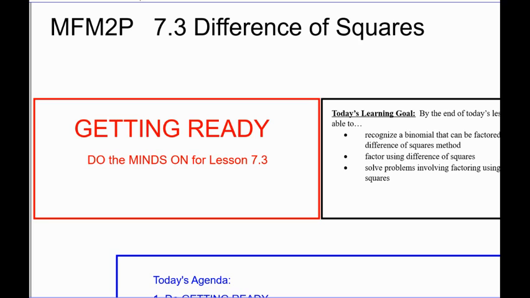We're in unit 3 of quadratic relations, and we're focusing on factoring. Today's lesson is factoring a special type of expression called a difference of squares. By the end of today's lesson, we'll recognize a binomial that can be factored using a difference of squares, and we'll factor using difference of squares skills, and we can solve some problems with that as well.